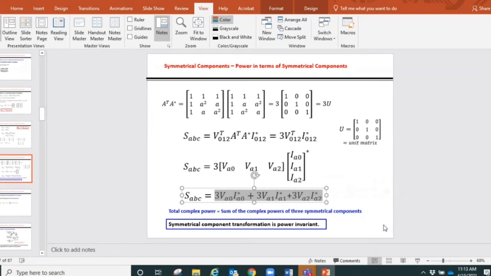Can you see that? If we have had a balanced system, then VA0, VA2 will be equal to 0, only VA1 will be present there, and that VA1 will be equal to VA. Similarly, IA1 will be equal to IA, will give us 3VAIA. That's what we were doing up until last year. Is that clear to everyone?